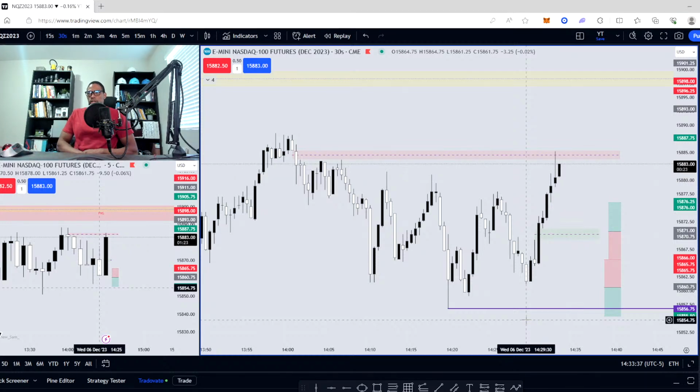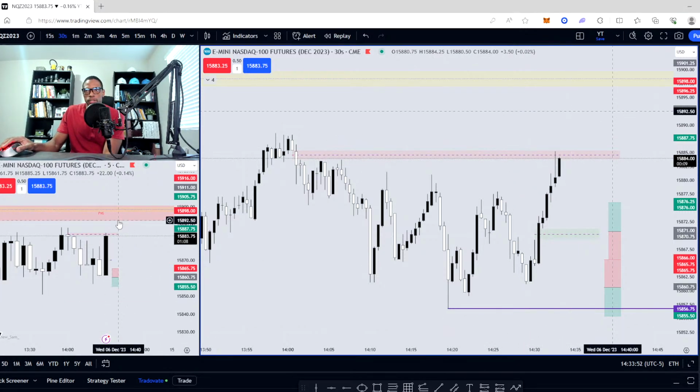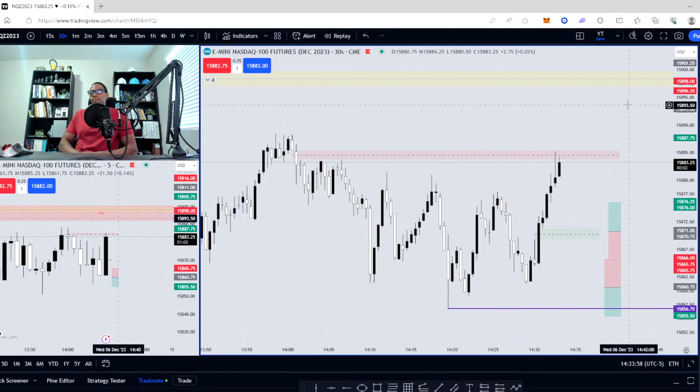Hey, all of those highs have now been swept, the ones I just marked up. Let's now see if price wants to reject out of this fair value gap from 2 o'clock, or if it wants to pierce through it and continue its move upwards to the fair value gap I spoke about earlier on the 5-minute. That's at 15,892. I mean, it's only another 10 points or so.